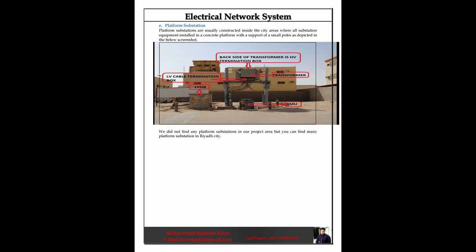Platform substation. Platform substations are usually constructed inside the city areas where all substation equipment is installed on a concrete platform with the support of small poles, as depicted in the below screenshot. We did not find any platform substations in our project area, but you can find many platform substations in Riyadh City.